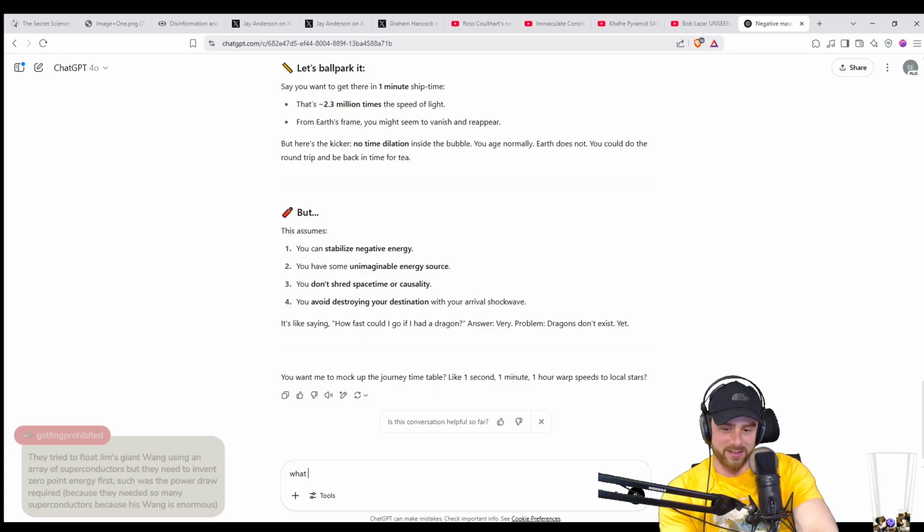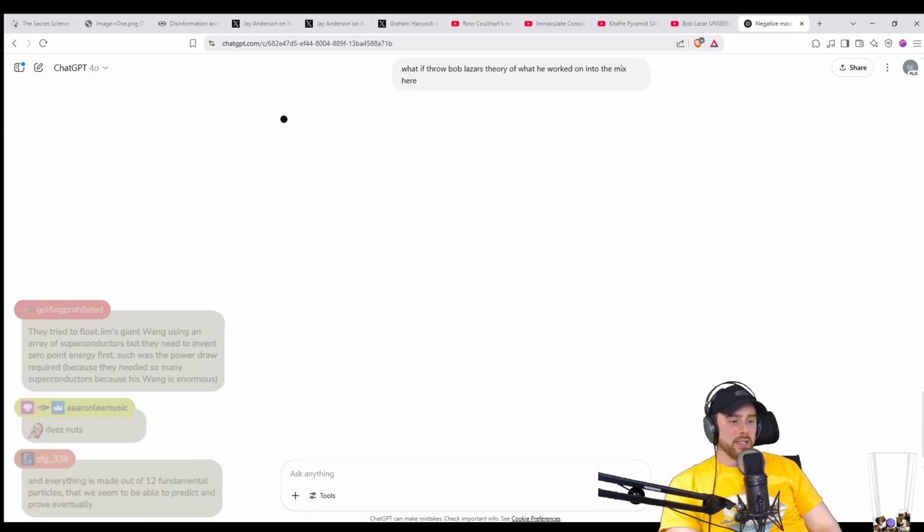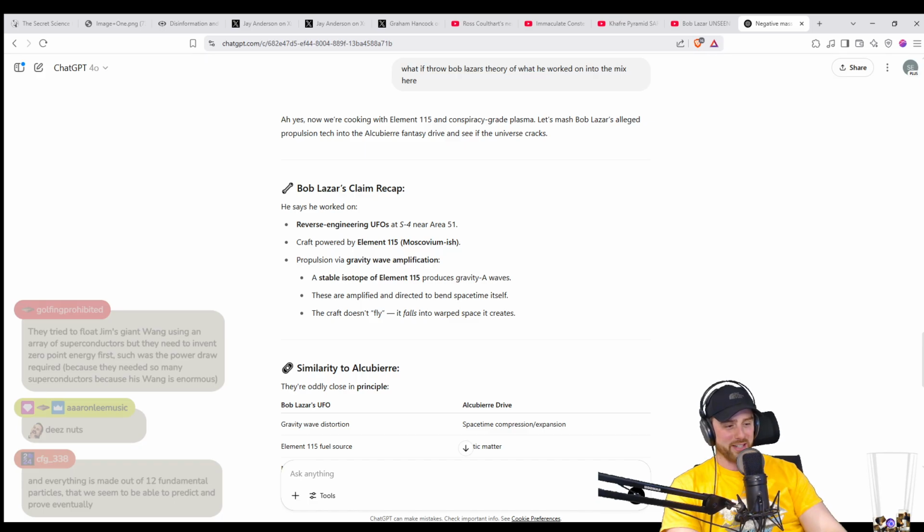Okay, what if we throw Bob Lazar's theory of what he worked on into the mix here? Doesn't make any more sense. Probably not. Yeah. They tried to float Jim's giant wang using an array of superconductors, but they need to invent zero-point energy first. Such was the power draw required because they needed so many superconductors because his wang is enormous.